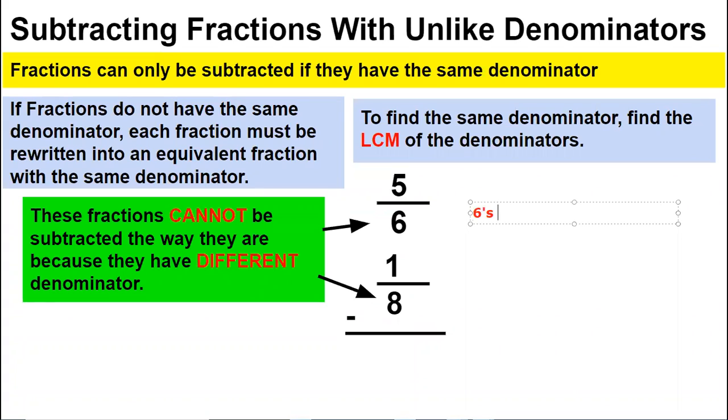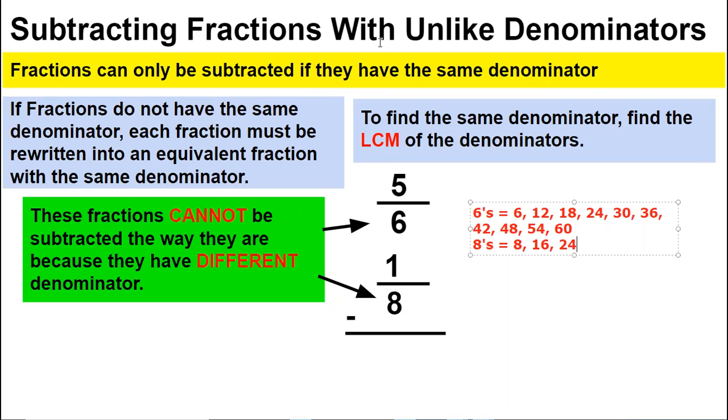6's will be equal to, we always start with 6, 12, 18, 4 times 6 is 24, 5 times 6 is 30, 6 times 6 is 36, 7 times 6 is 42, 8 times 6 is 48, 9 times 6 is 54, 10 times 6 is 60. I'll stop there because I'm sure I've got a match. And then 8 will be 8, 2 times 8 is 16, 3 times 8 is 24. Oh, there's my match. Notice how I got a 24.